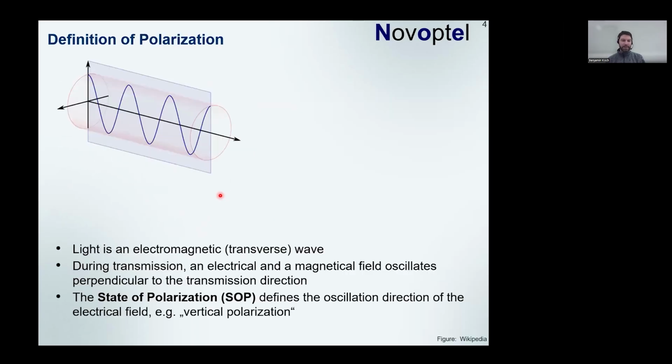So let's begin with the definition. You probably all know the light is an electromagnetic wave, and the electrical field oscillates during transmission. Transmission direction is here, and the oscillation in this example is in vertical direction or y direction. So we call this vertical polarization.